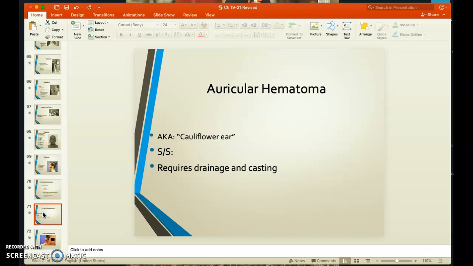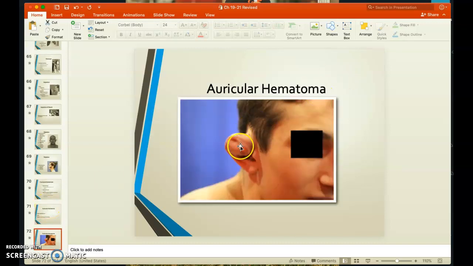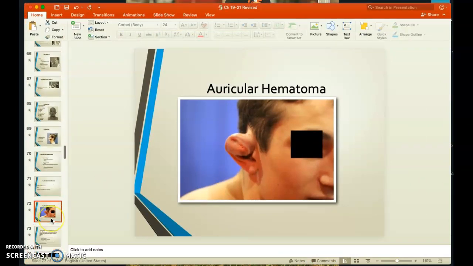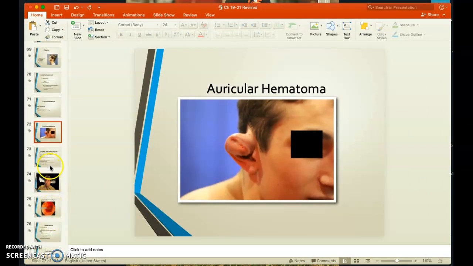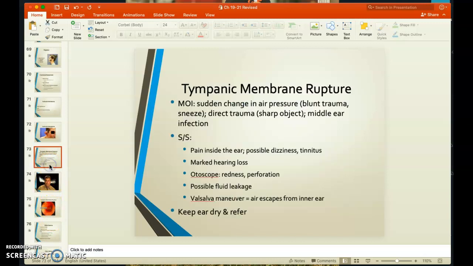All right, now we're going to start some common eye, nose, throat injuries. First up, cauliflower ear. Think wrestlers. Okay, we can drain it, we can cast it. Typically goes away if we catch it early, within the first 24, 48 hours. Anything longer than that, it starts to calcify. For some wrestlers, it's seen as a badge of honor.